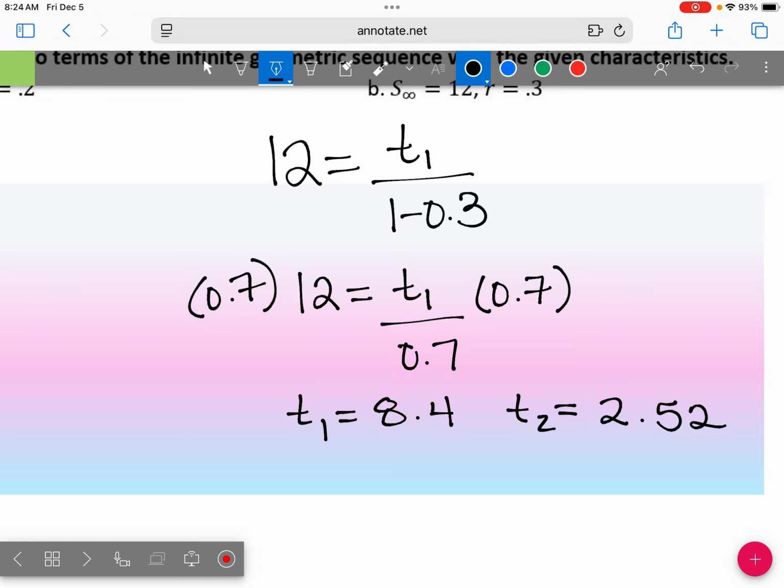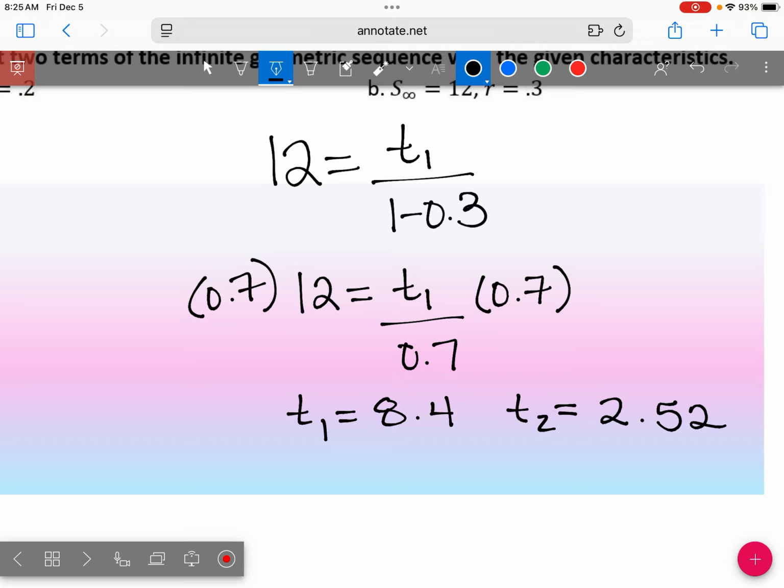Take a look. So when you set up your equation, you have 12 equals, and then it's T1 divided by 1 minus R. So I got that T1 was 8.4. This is your R value though. This is what you're multiplying by. Some of you were multiplying by 0.7. That's not what you're multiplying by. The equation says 0.3. So after you find your first number, you multiply that by 0.3.